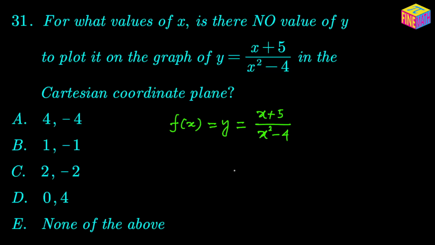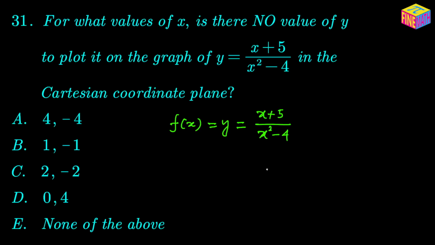In this case y is a rational function, so we have to focus on the denominator and see when the denominator is going to become 0. That is the only situation for a rational function like this where the function could become undefined. So for this function to become undefined, the denominator has to be 0.